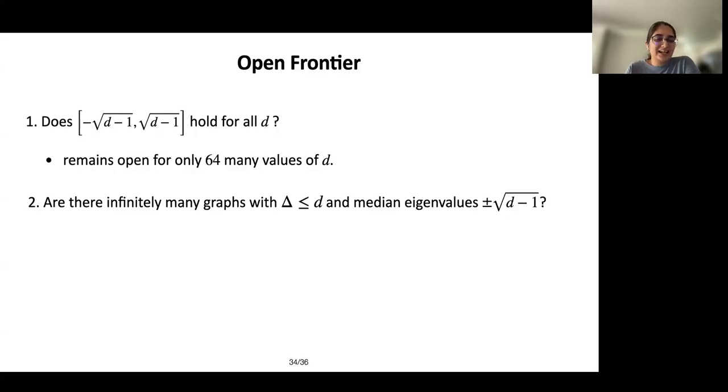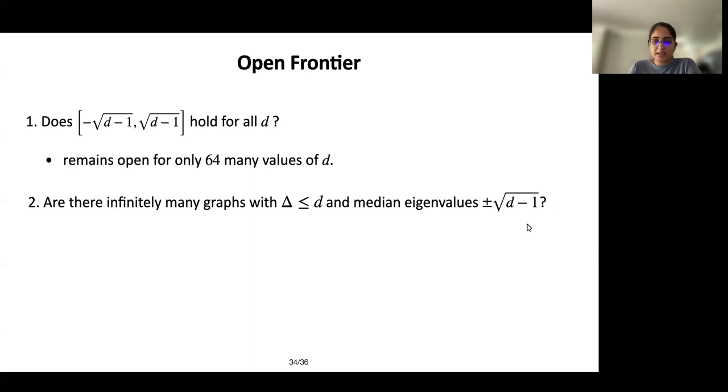And are there infinitely many? The next question would be: are there infinitely many graphs whose largest degree is bounded above by d and whose median eigenvalues are exactly plus or minus square root of d minus 1? Because the only known graphs to us are the incidence graphs of projective planes, it would be interesting to know if there exists a family of infinitely many graphs that have exactly these median eigenvalues.